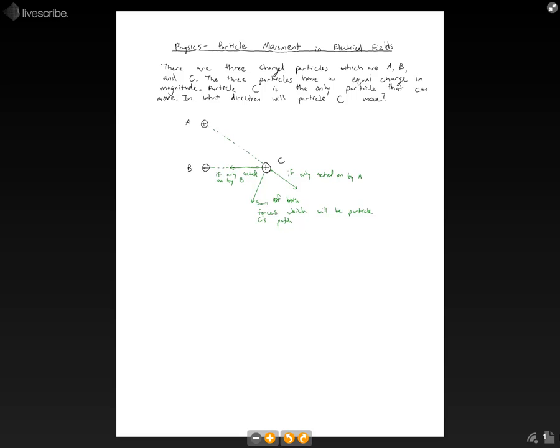So I guess I can explain this a bit more. We know that the force is the direction that particle C will move in. So like I said, that's the direction we were talking about. But it will not continue on this path.